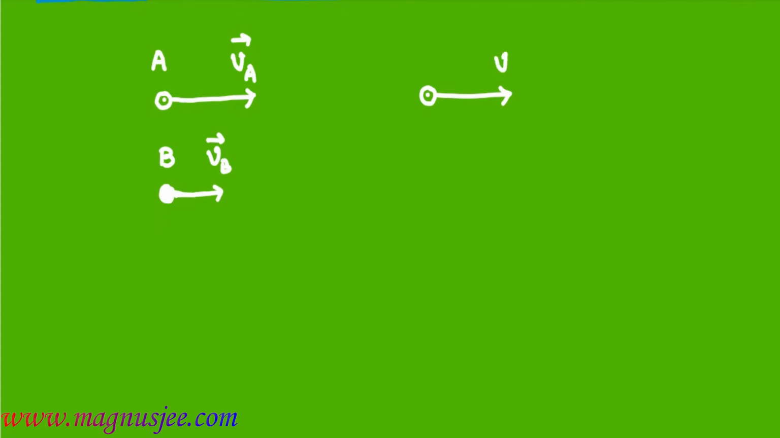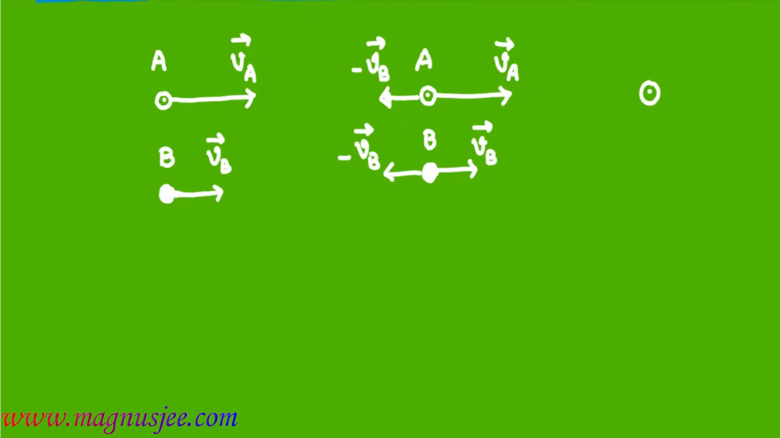Now we can subtract the velocity vector of the body B from the velocity of the body A. That means we can assume minus vector VB in the opposite direction of vector VA, and also for the body B we can assume minus vector VB in the opposite direction of vector VB. This is vector VB, and we can assume a negative vector, that is minus vector VB.